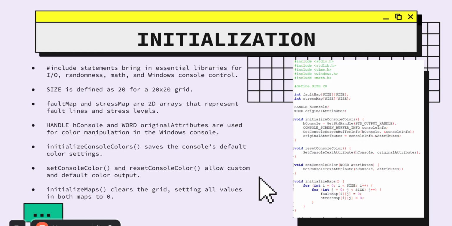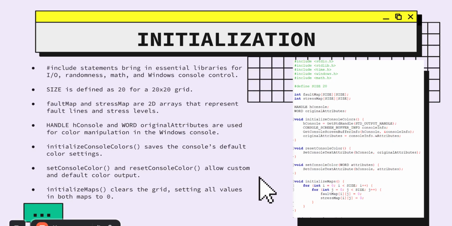The handle and word variables are used to manage console colors, and the initialization functions include the initialize console colors function, which stores the original console colors, set console color, and reset console color, which manage color changes. And the initialize map function sets all values in both maps to 0. The libraries handle everything from input and output to visual styling. The grid-based model makes it easy to simulate the physical systems of the tectonic plates and sets up the console coloring, which plays a very important role in how we visualize increasing stress in earthquake conditions.